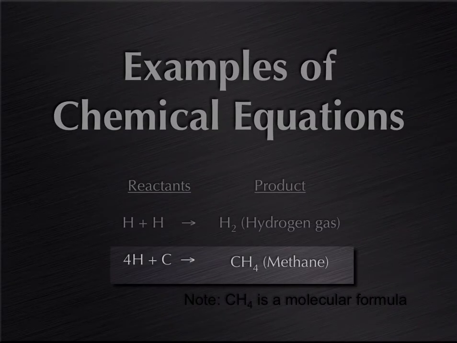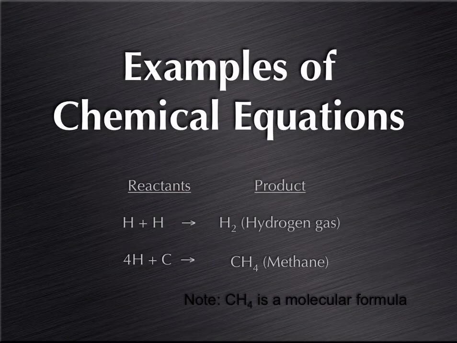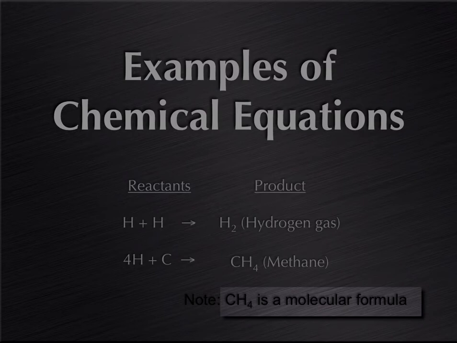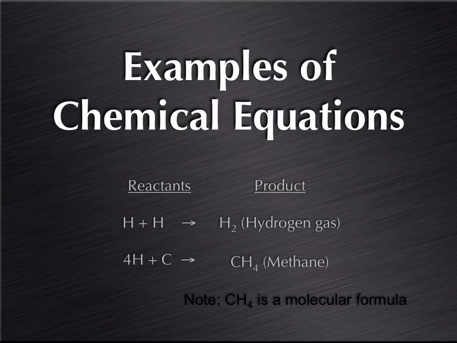In our second example, we're going to add together 4 hydrogens. Notice the prefix there, those are individual hydrogen atoms, plus a single carbon atom. And when we have that reaction occur, then we'll get a methane molecule, a carbon with 4 hydrogens attached to it. The H2 and the CH4 are both molecular formulas. So two nice examples of chemical equations written out nicely. Reactants on the left, products on the right, and the arrow representing the reaction happening.